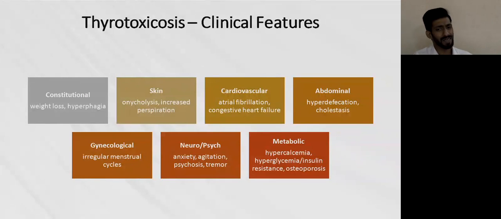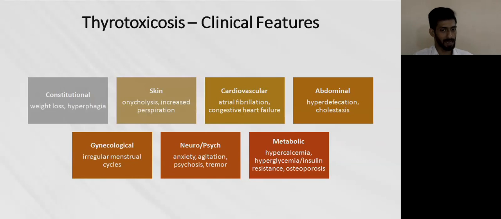Now, clinical features, a lot. Constitutional: weight loss, hyperphagia. Skin: you get onycholysis, increased perspiration. Cardiovascular: tachycardia is the most common thing, but you do get atrial fibrillation. You can get congestive heart failure, irregular menstrual cycle, anxiety, agitation, psychosis, tremor.